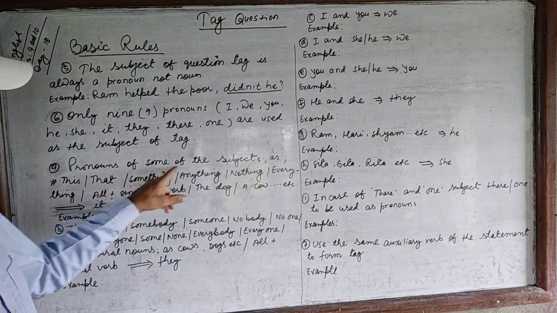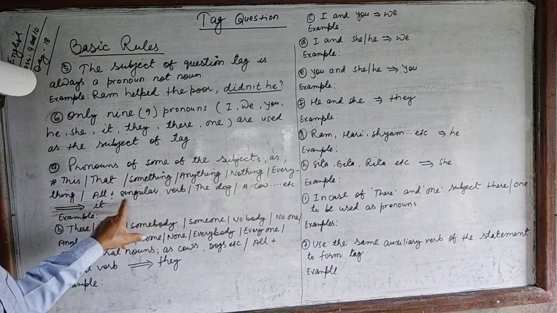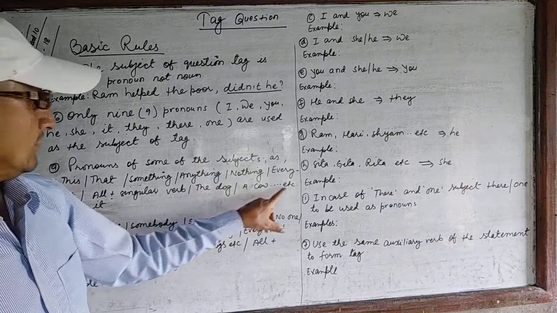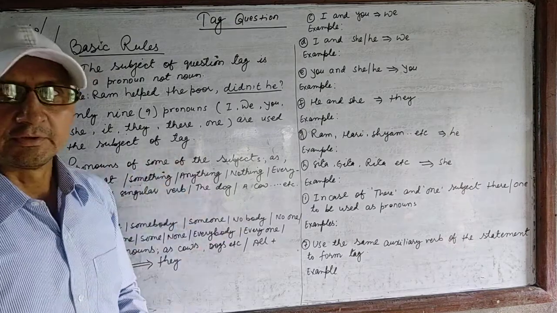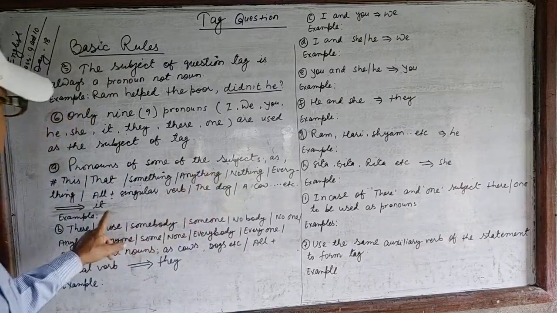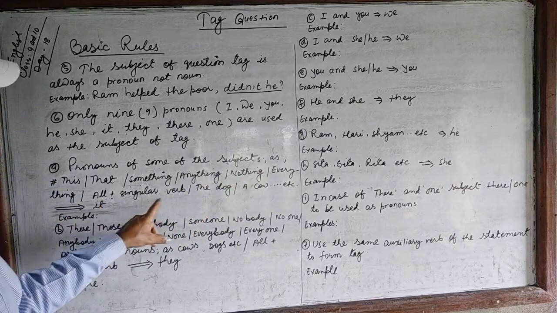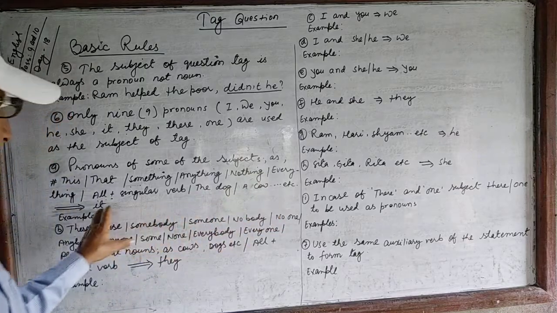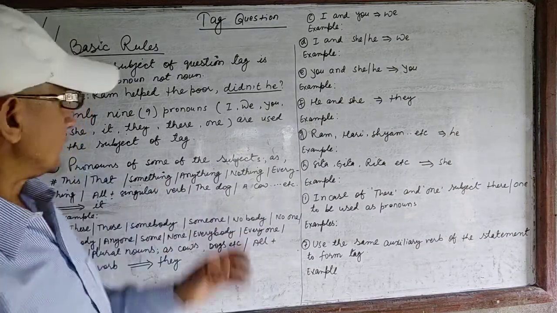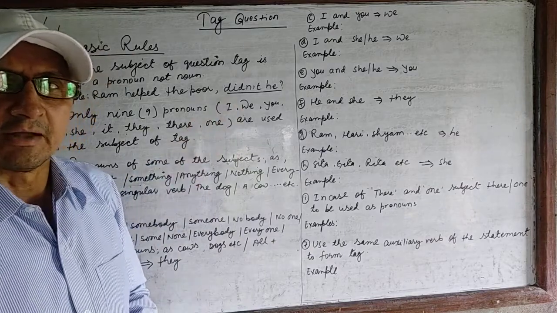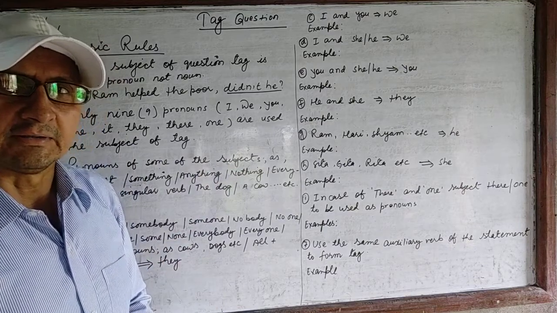Now the next rule is for subjects such as this, that, something, anything, nothing, everything, all plus a singular verb, the dog, a cow, etc. The subject in the tag is it. For all these, if these words are used as the subject in the statement, we use it. We have already learned that only the nine pronouns are used as a subject in the tag. So for all these subjects, we write it as a subject in the tag.